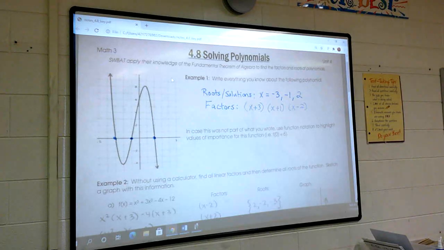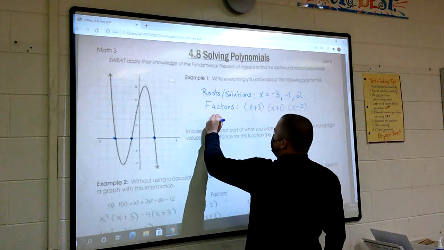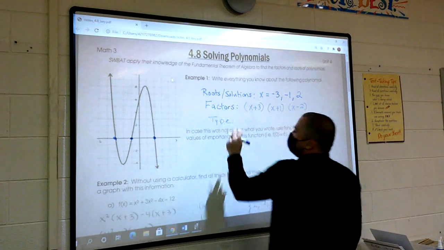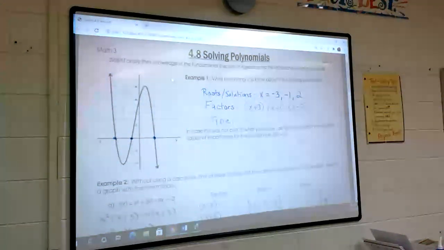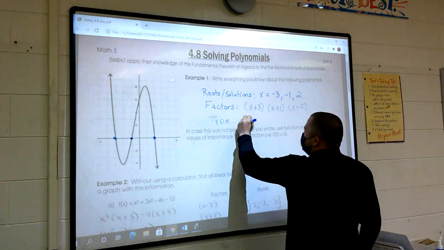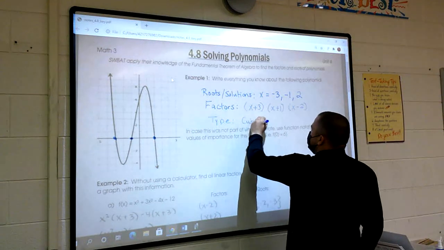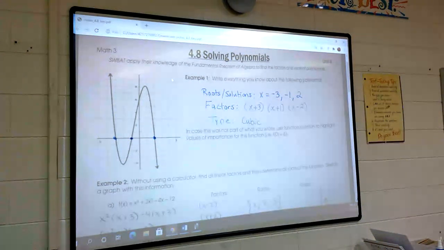And then lastly, the type of graph that it is, you should know by looking at it. Remember, there's a linear, there's a quadratic, there's a cubic, there's a quartic. This is a cubic graph. So it crosses at 3 spots, and it would be a cubic. There's 3 different x's here, so that gives us the type of graph it is. So that's everything that we know about it.